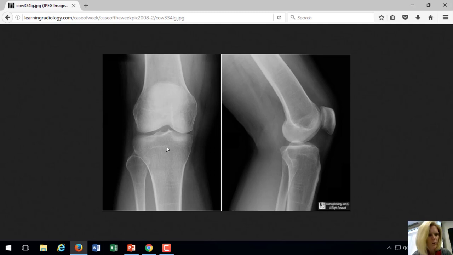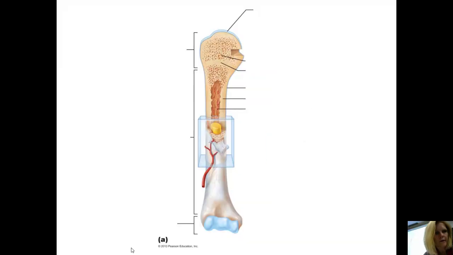All right, and then if we look at what bone is made out of, bone is made out of calcium or cartilage.